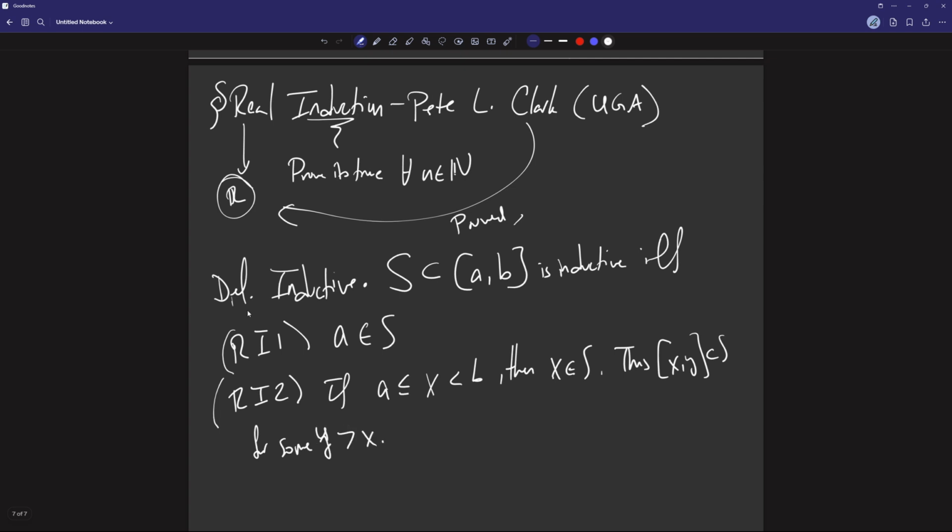And last but not least, our last axiom for the real induction, or a sort of inductive set, is going to be: if A is less than X, less than or equal to B, and A to X is a subset of S, then X is in S.